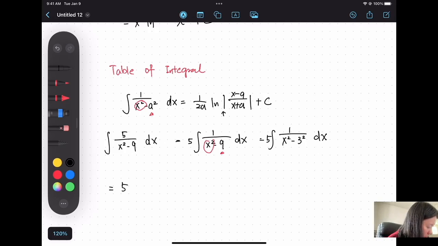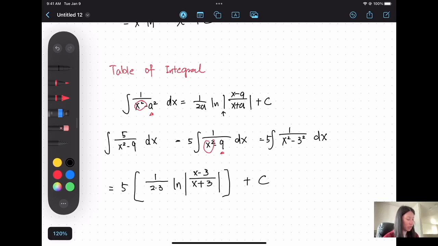So I have 5 times 1 over 2a. Our a is equal to 3, so that means 2 times 3, ln absolute value of x minus a, which is 3, over x plus 3, absolute value, plus c, a constant. So that's the application of the table of integrals. Sometimes you will see something more complicated, and you need to do some manipulation.